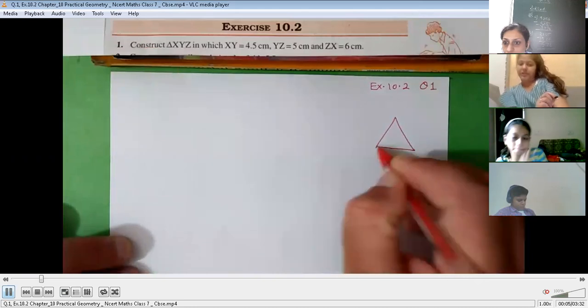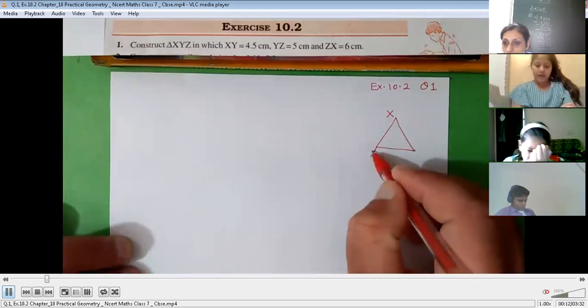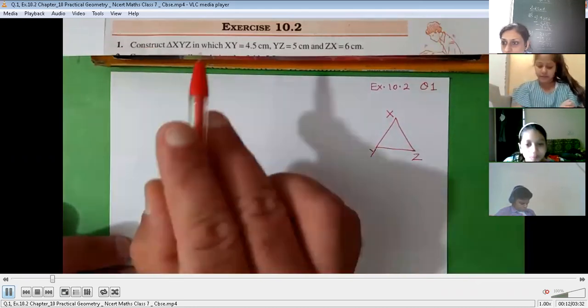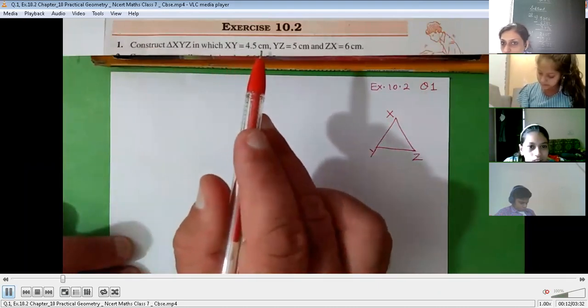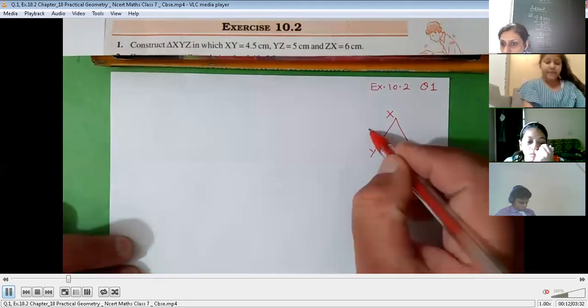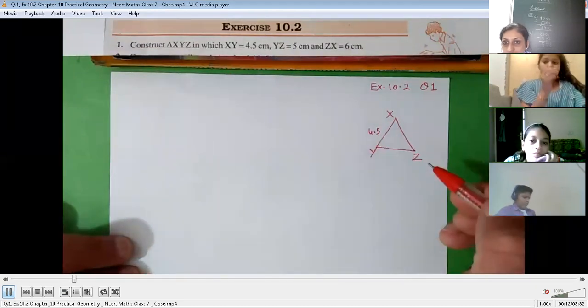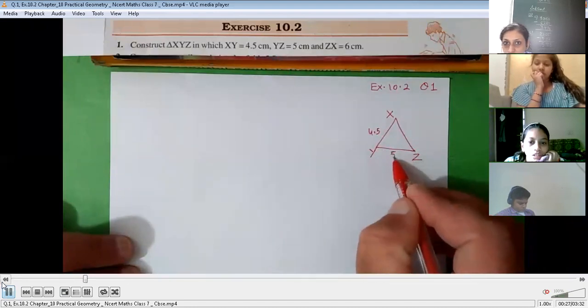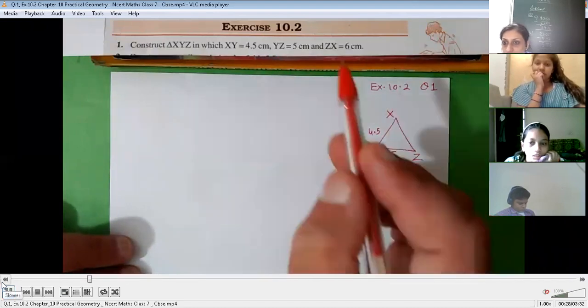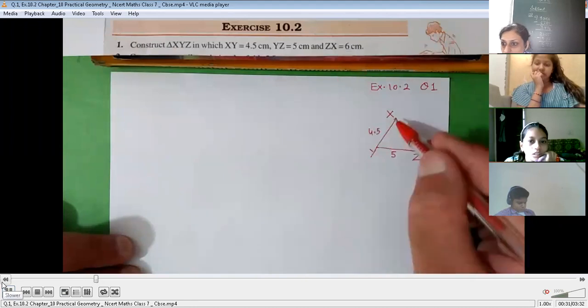So, the three sides are given here. We'll mark it as X, Y, Z. Okay, we are making just a rough sketch right now. Just see how to do it. XY will be 4.5 centimeters. This side will be 4.5. Next, YZ is equal to 5 centimeters, so YZ also will be 5. And next, ZX is equal to 6 centimeters, given.